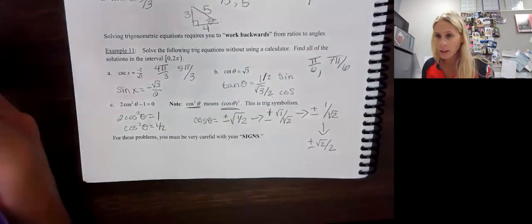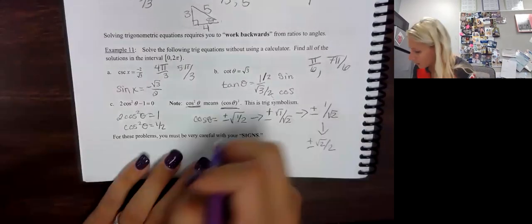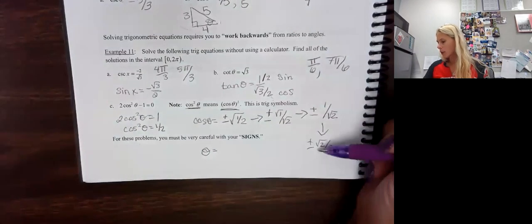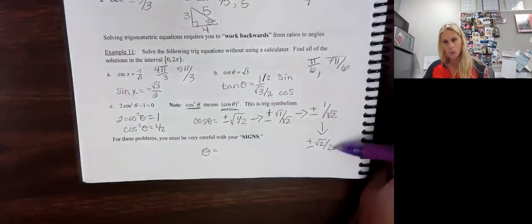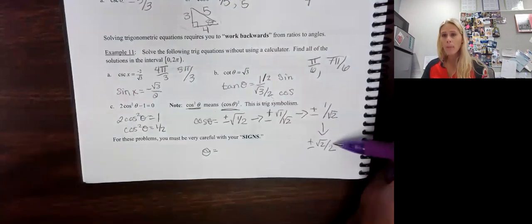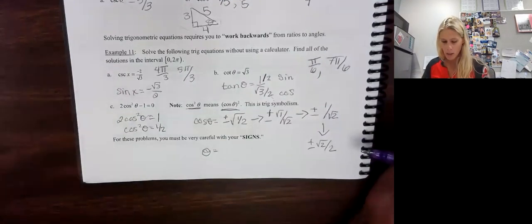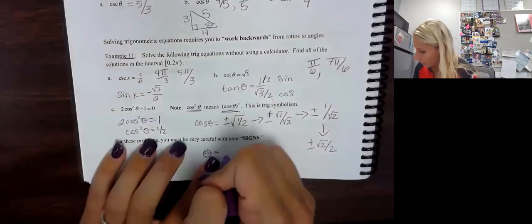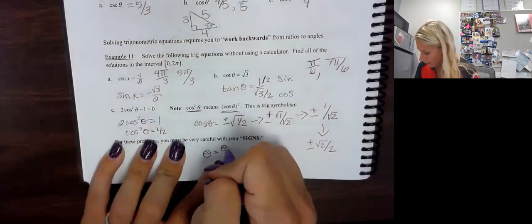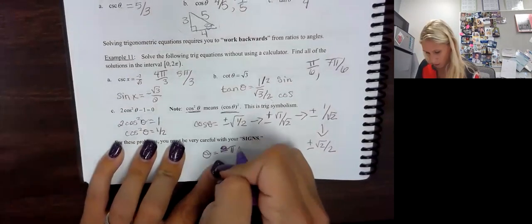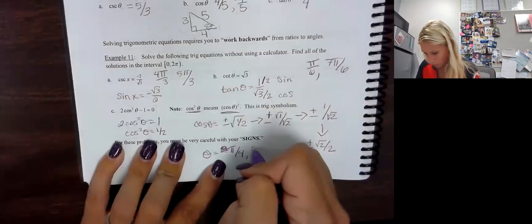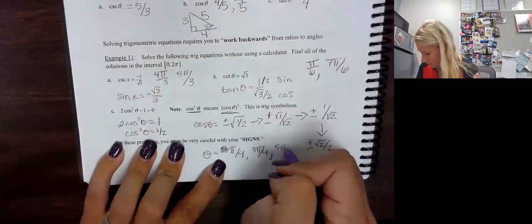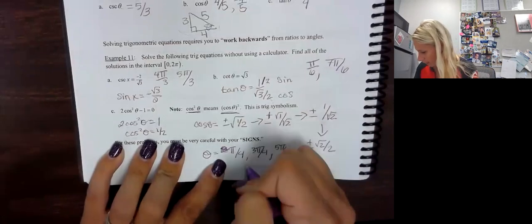Now, of course, I just solved, but I did not give the answers. So where on your unit circle do we have plus or minus cosine being the square root of 2 over 2? So remember, cosine is the first part of your coordinate, and you should know that we have 4 answers for this. So our first one's at 45. Why did I put theta? So pi over 4. Then we have 3 pi over 4, 5 pi over 4, and 7 pi over 4.